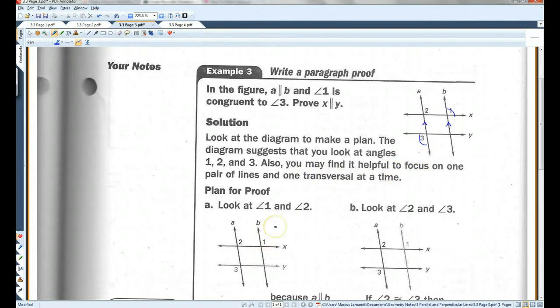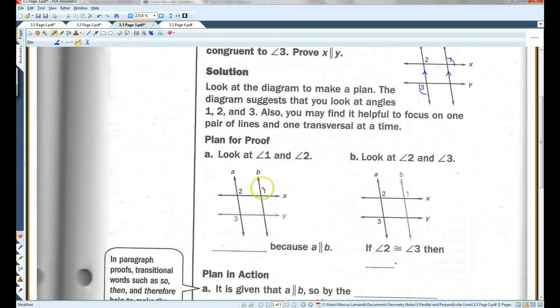So look at angles 1 and 2. We know that A and B are parallel. Because they're parallel, angle 1 is congruent to angle 2, because 1 and 2 are corresponding angles. Okay? Now, if angle 2 is congruent to angle 3, then x has to be parallel to y, because these are alternate exterior angles.